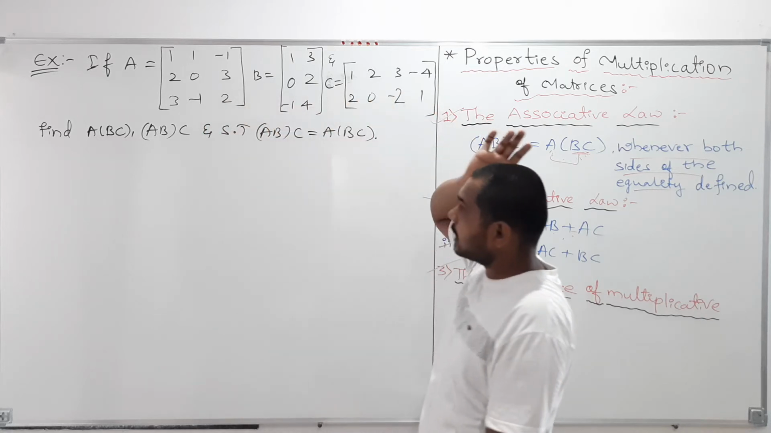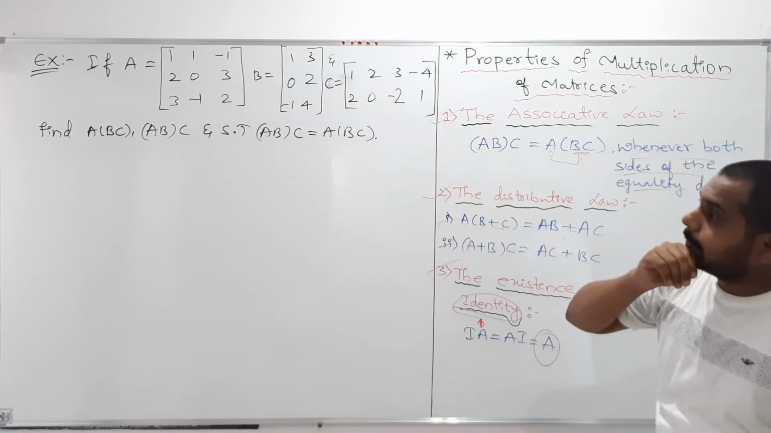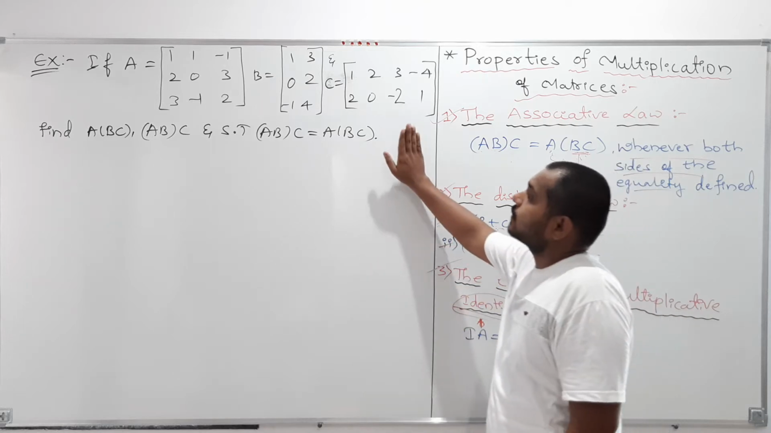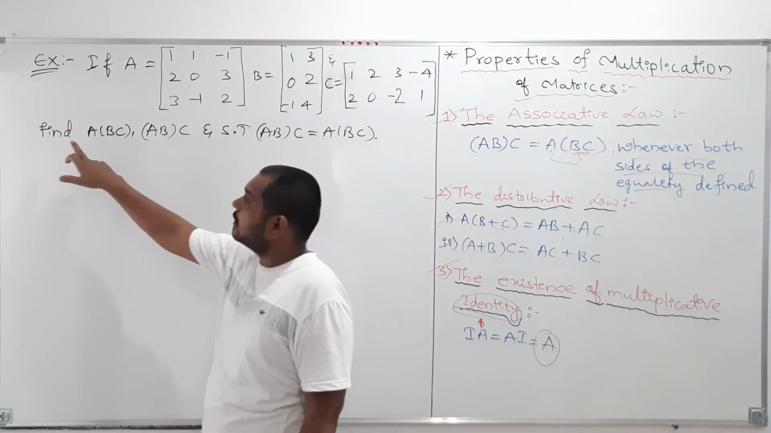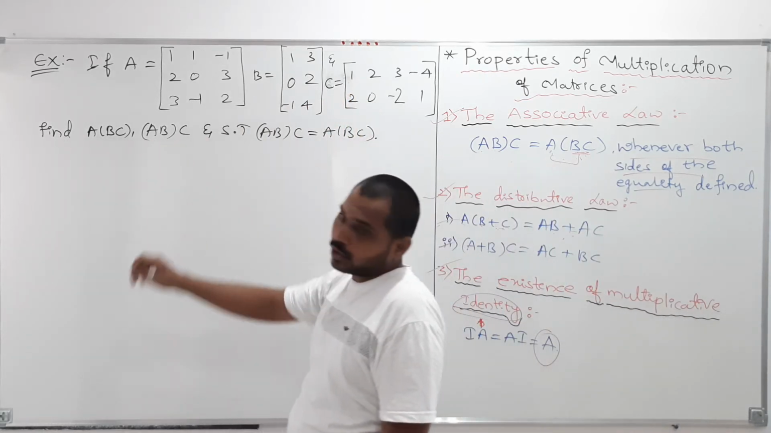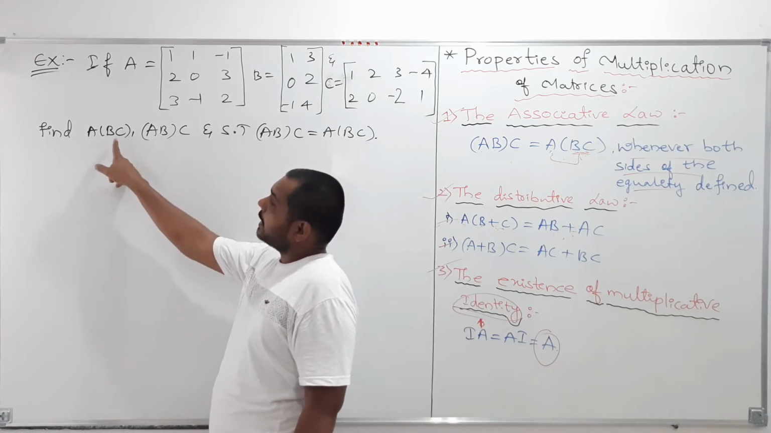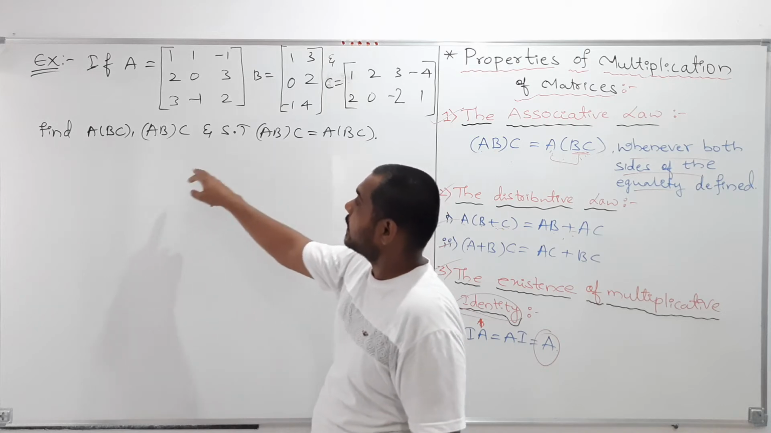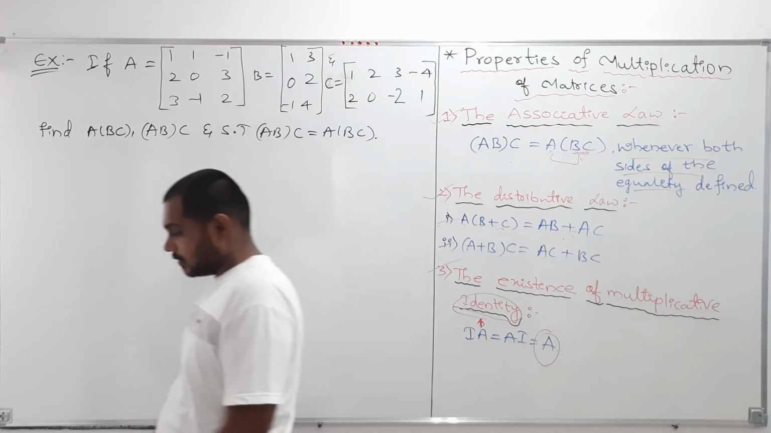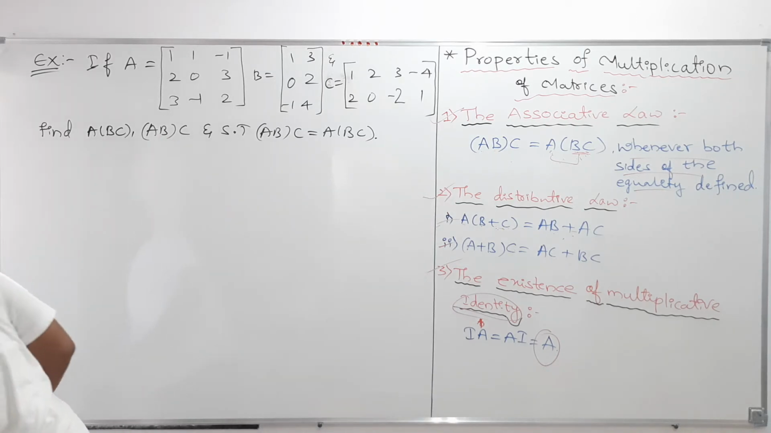A, B, C are the three matrices they gave to you. So to solve this, first of all, they asked you to find A into BC and AB into C. So my dear students, we require the AB value and the BC value. So therefore first I will find AB. So now we will solve AB here.